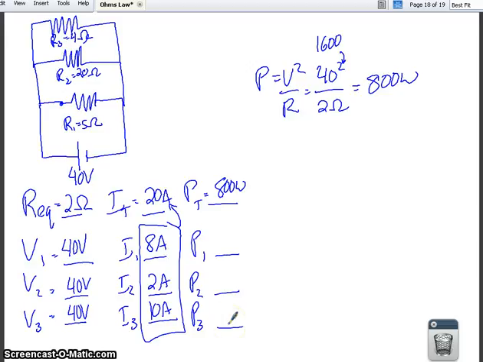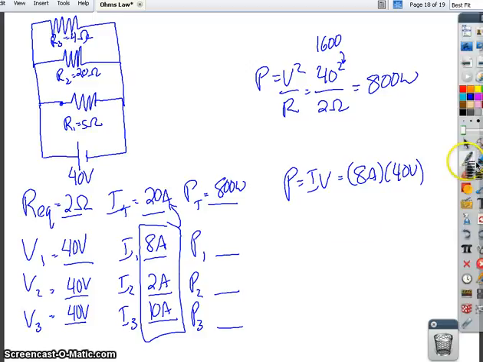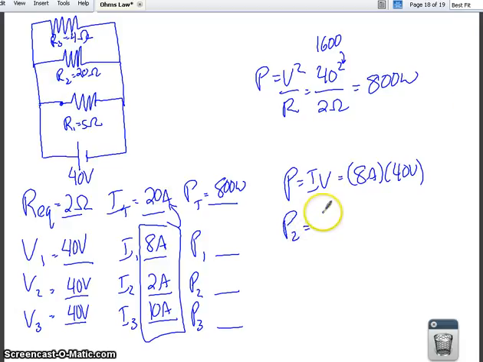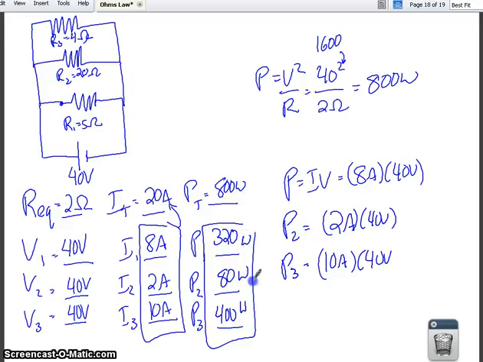Let's now solve for the power in each one of these. We'll do the same thing as last time. We'll do P equals I times V. The current through device 1 is equal to 8 amps times the voltage of 40 volts. P2 is going to equal 2 amps times 40 volts, and P3 is going to equal 10 amps times 40 volts. 8 times 40 is 320. 2 times 40 is 80. And 10 times 40 is 400 watts. Notice 320 plus 80 is 400. 400 plus 400 is 800. The total power adds up there.